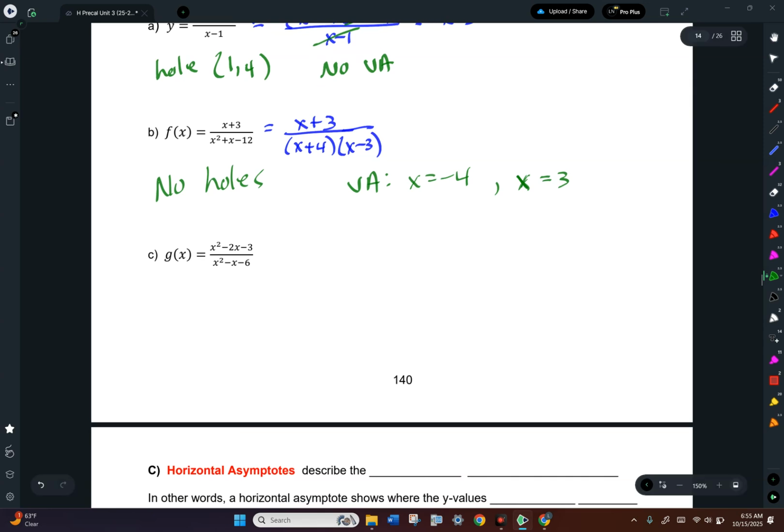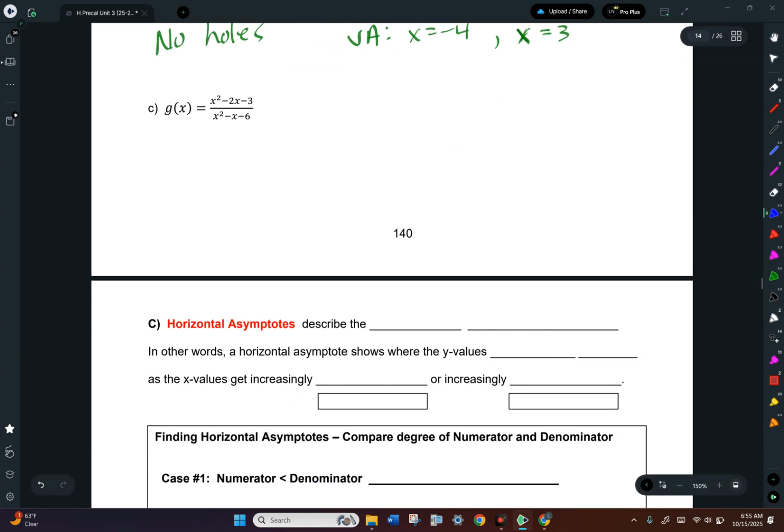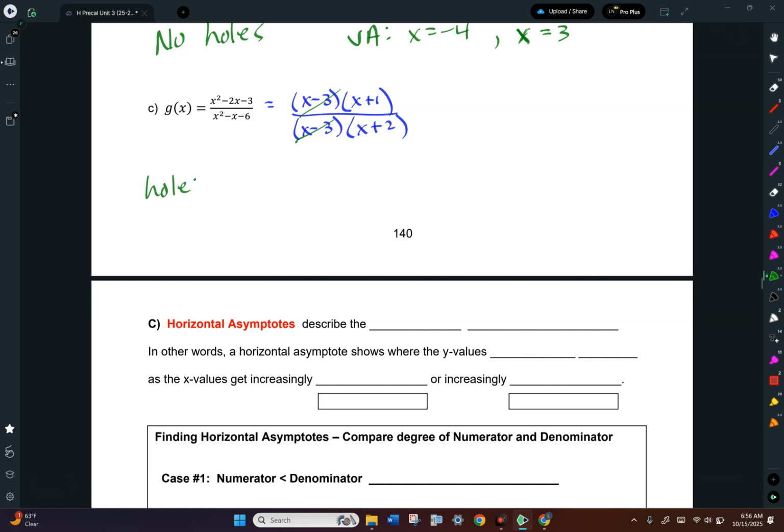All right, so look at the last one. Again, we want it in factored form. In this case, I can factor both the numerator and the denominator. So let's see, a negative 3 and a positive 1. That'll give me the negative 2 in the middle. And down here, I think I want negative 3 and positive 2. And that'll give me the negative 1 in the middle. All right, so in this case, I have the x minus 3's that cancel. So there is a hole when x equals 3. And so remember, in order to find the y-coordinate, you look at the simplified version of the equation.